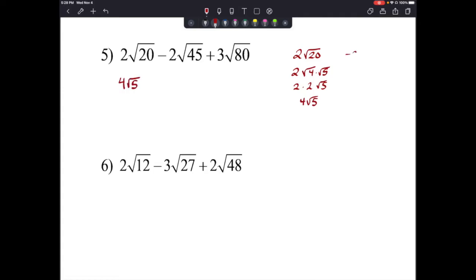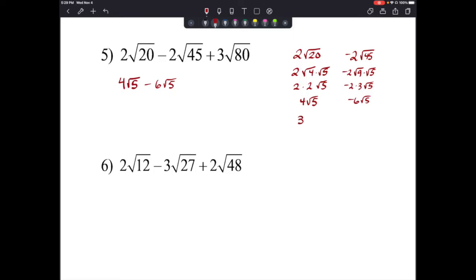When I have a negative 2 radical 45, we know that 9 is the perfect square there. So we have negative 2 times the square root of 9 times the square root of 5, or negative 2 times 3 times radical 5. And that gives us minus 6 radical 5.